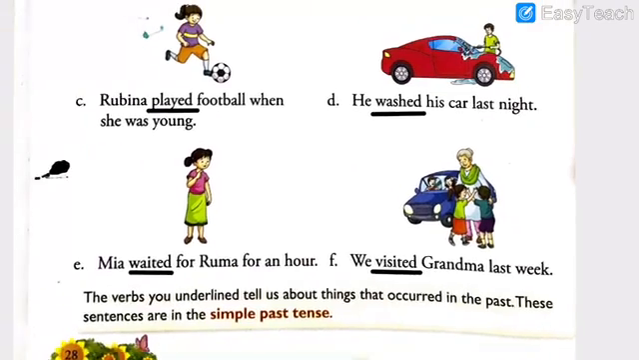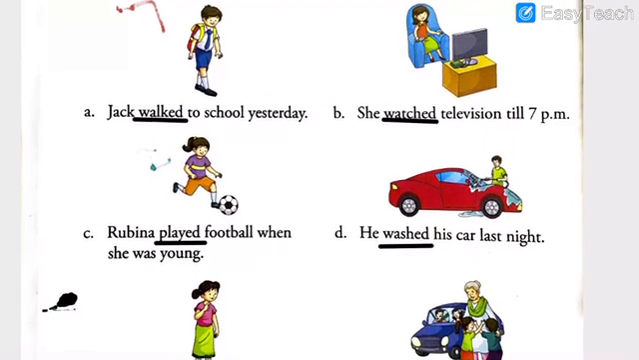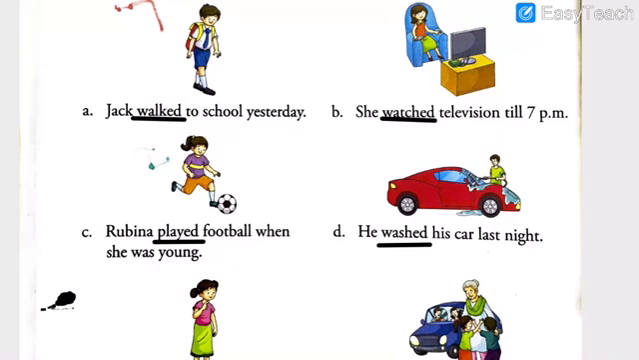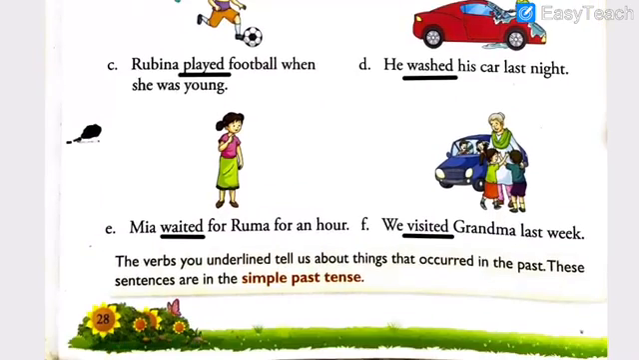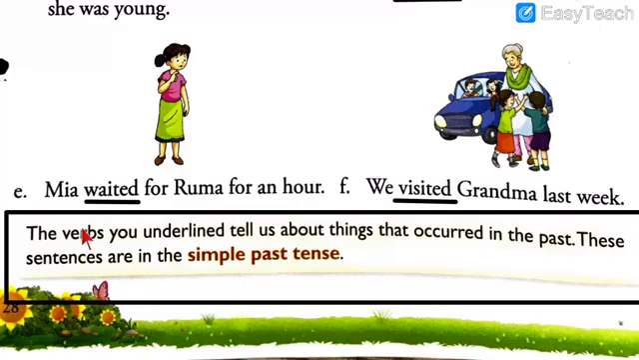So here, as you can see that I have underlined the verb which shows that this action happened. The action is not going on. The action will not happen in the future, but it has been already done in the past, which is gone. Right? The time which is gone is called the past. Now let us read the definition given in the box and understand it more precisely. The verbs you underlined tell us about things that occurred in the past. These sentences are in the simple past tense.